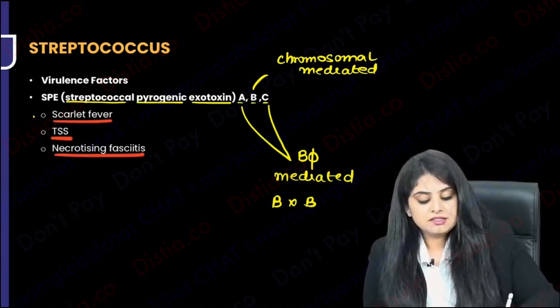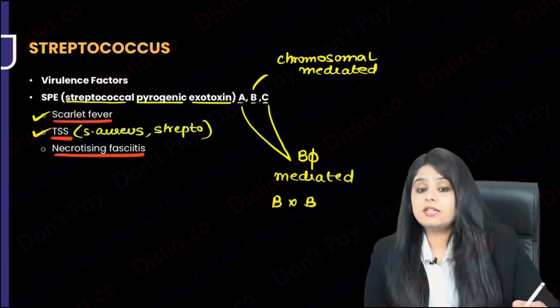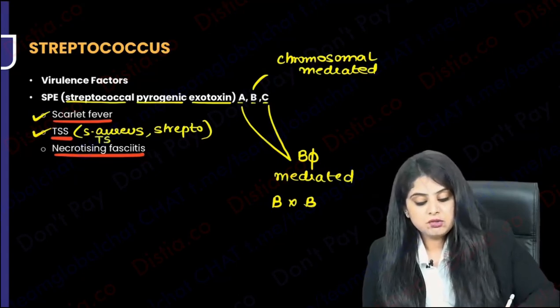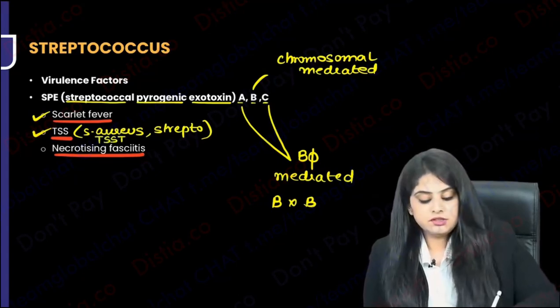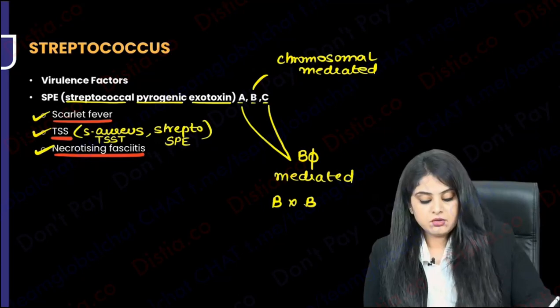So remember, scarlet fever, toxic shock syndrome, which I also taught you. Toxic shock syndrome can be because of Staph aureus also. It can be because of Streptococcus also. Now you guys are going to tell me the toxins. Staphylococcus aureus ka toxic shock syndrome toxin. Streptococcus ka SPE is what I'm telling you. This can also cause necrotizing fasciitis.